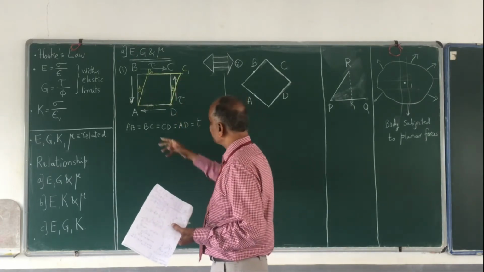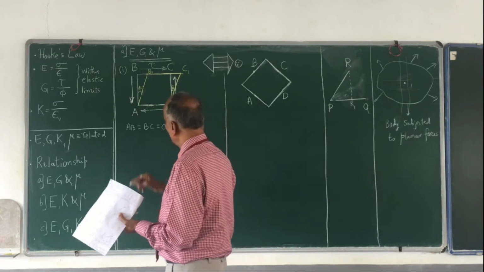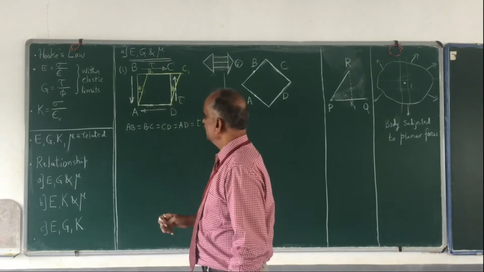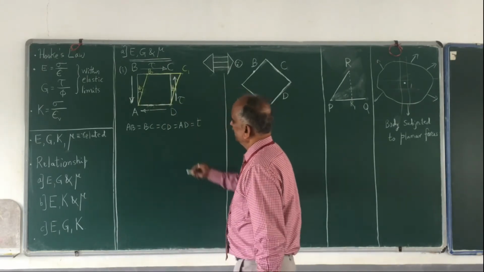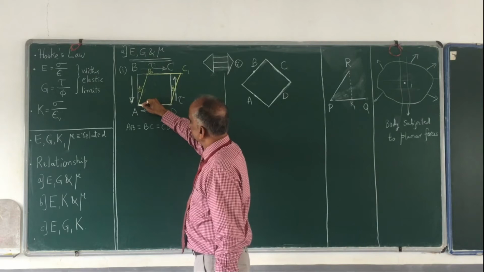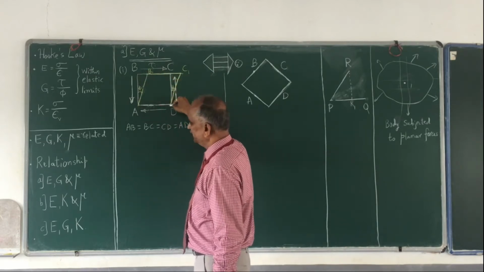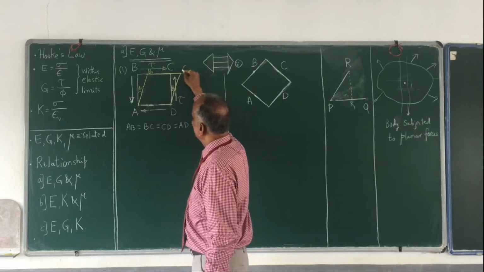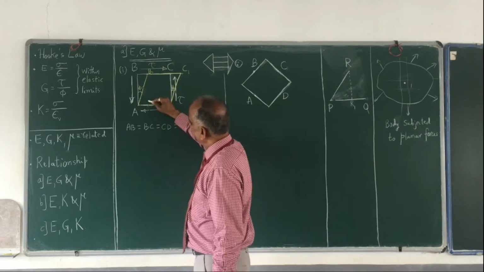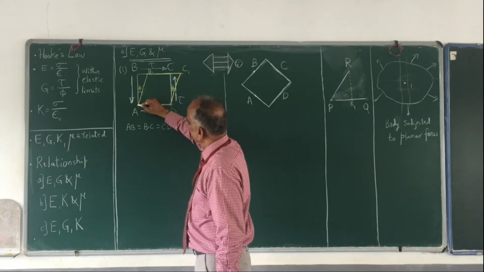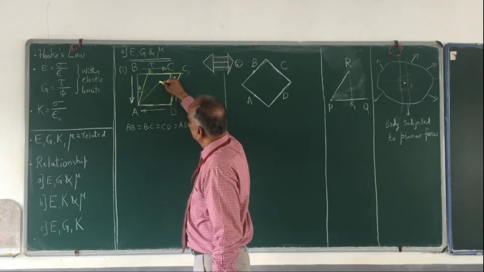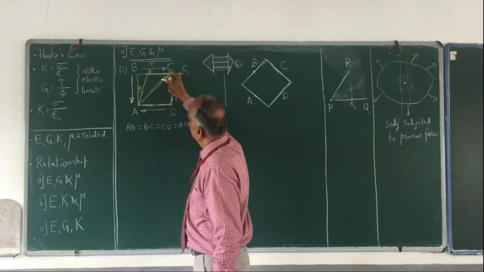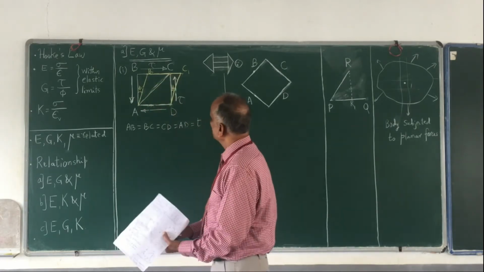Now what do I want to do? As I said, I want to find out the relationship between E, G and mu. So how do I start here? I have two faces: ABCD, the earlier face before the application of the stress, and now AB1C1D, the new face. I just make a certain construction. I shall draw the diagonal AC.